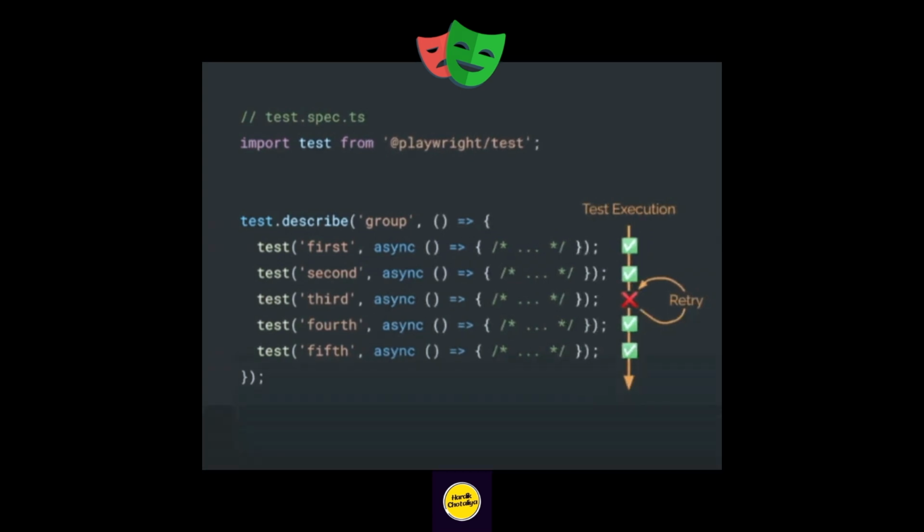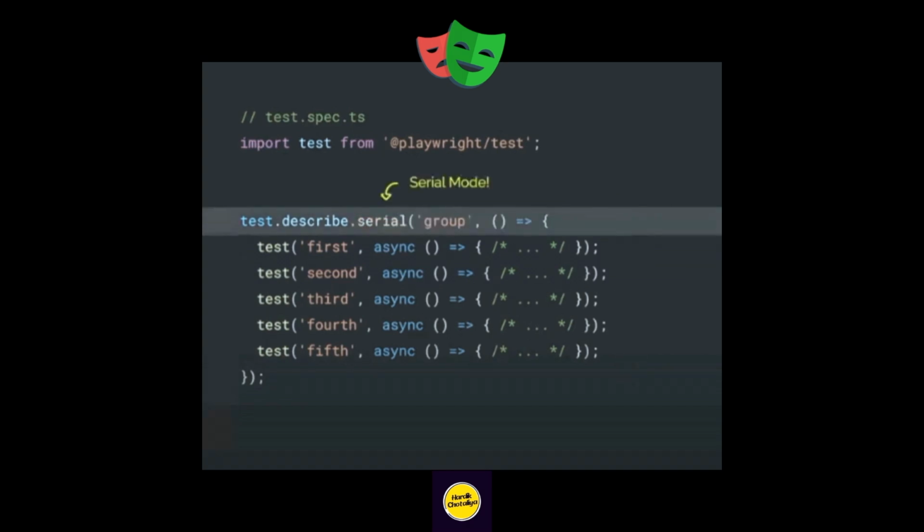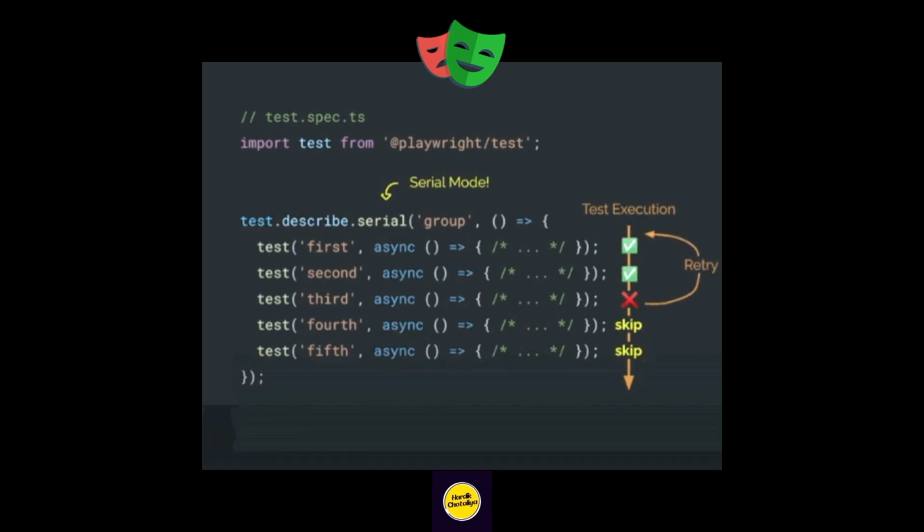which is quite irrelevant. So if we use serial mode, then test execution will look something like this. It will first execute the first test case, then the second one, and if the third execution fails, it will simply skip the fourth and fifth ones, which is expected because they are interdependent. And in case of the retry mechanism, it will retry not from the third test case, but from the first one, so from the start. So this is how it works in serial mode.